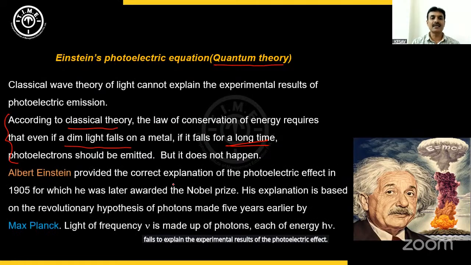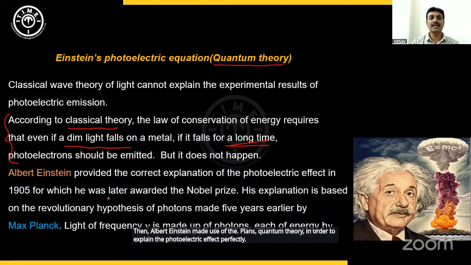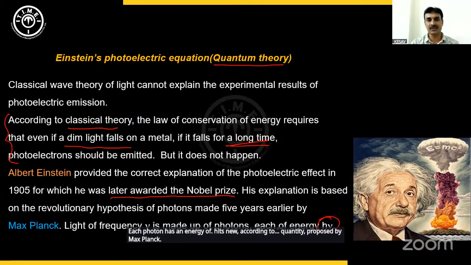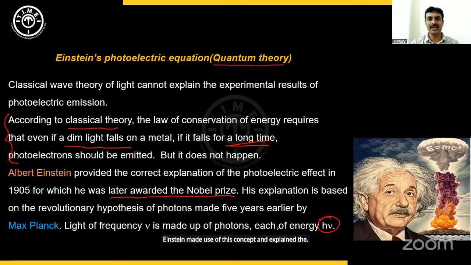Then Albert Einstein made use of Planck's quantum theory in order to explain the photoelectric effect perfectly, and for that he was awarded the Nobel Prize in the year 1905. See, his explanation is based on the revolutionary hypothesis of photons made 5 years earlier, that was in the year 1900 by Max Planck. Light of frequency nu is made up of photons. Each photon has an energy of h nu according to the quantum theory proposed by Max Planck. Einstein made use of this concept and explained the photoelectric effect clearly.